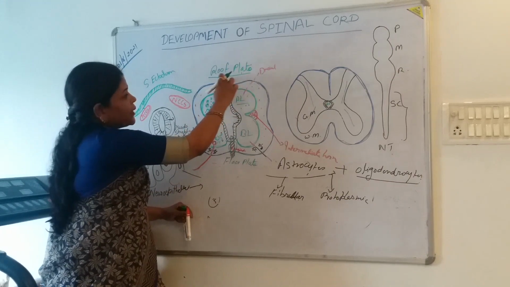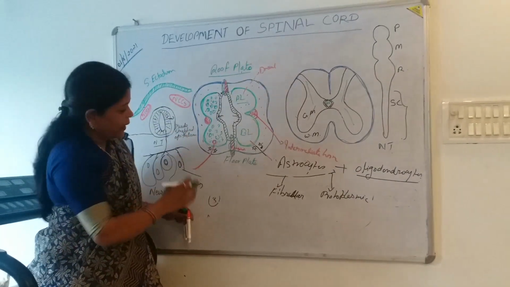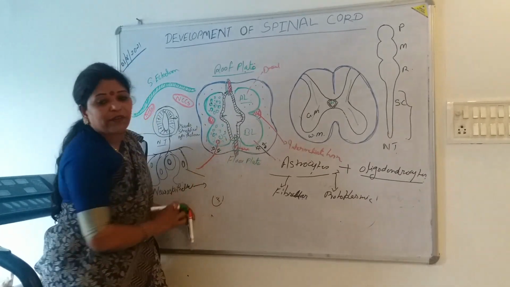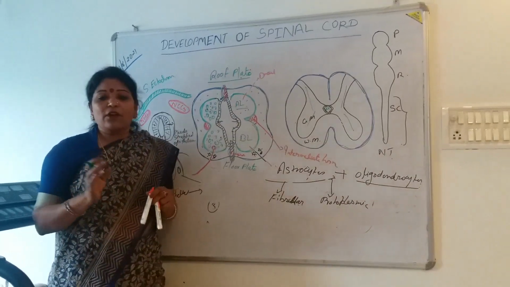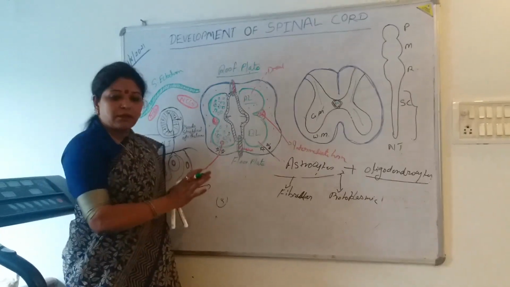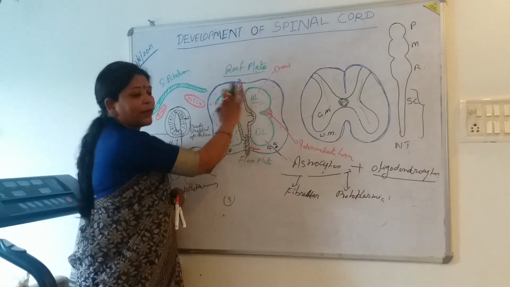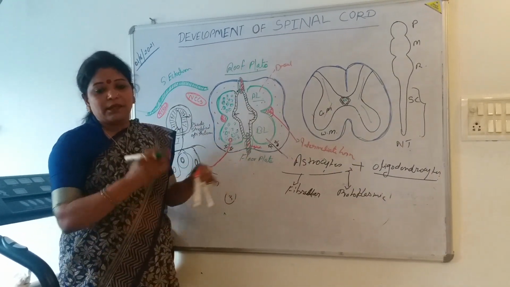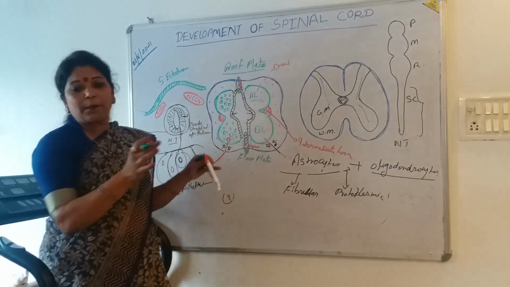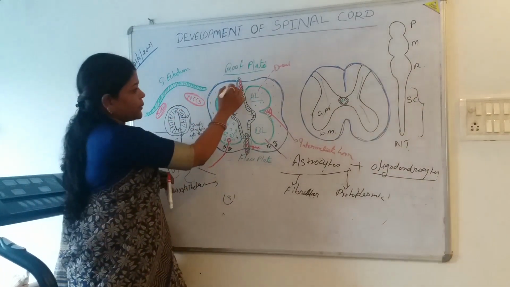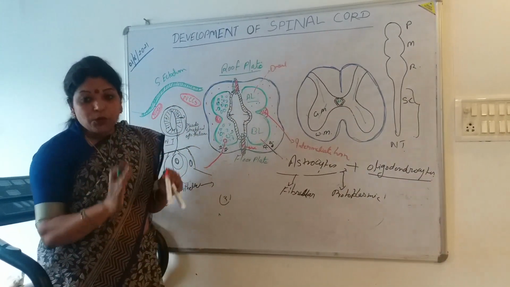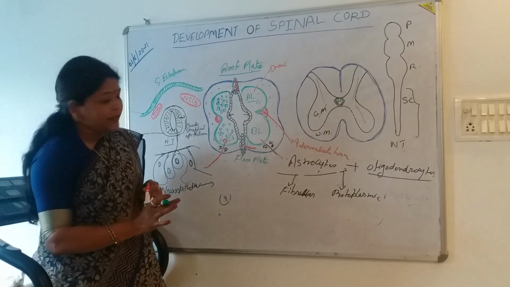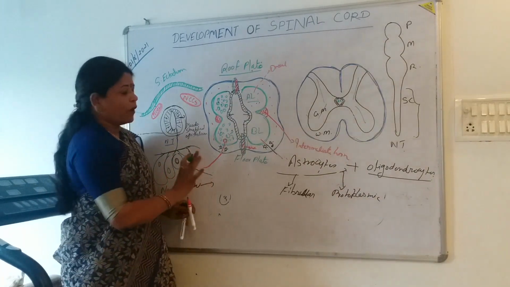So the roof plate is the part dorsally in the midline, and the floor plate is the part of the midline neural tube on the ventral aspect, which is devoid of neuroblast cells. That means there are no neurons present in the roof plate as well as the floor plate. Then what does this area contain? This area will contain the fibers crossing up and going down like this. Only the crossing fibers it contains. No neurons are present here. Clear? Yes or no? Yes, ma'am. Okay, thank you.